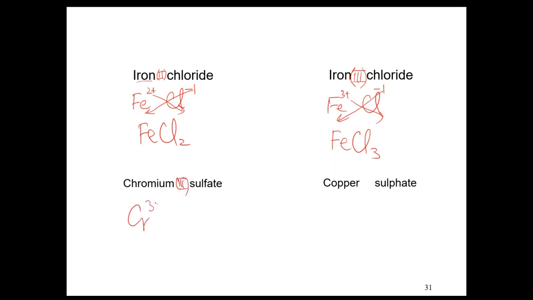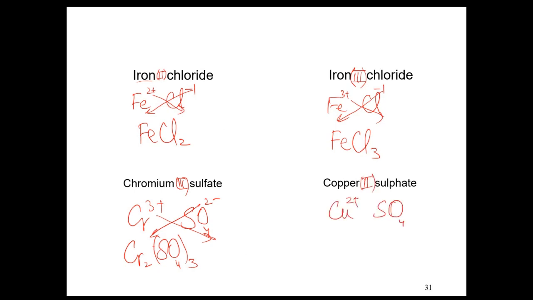And chromium, suppose I say chromium 3 sulfate. So chromium plus 3 and SO4 sulfate minus 2. 2 comes here, 3 comes here. Cr2 SO4 thrice. Copper 2 sulfate. Cu plus 2 and SO4 minus 2. Plus 2 and minus 2 both are same, so will be cancelled. So CuSO4 is the right formula.